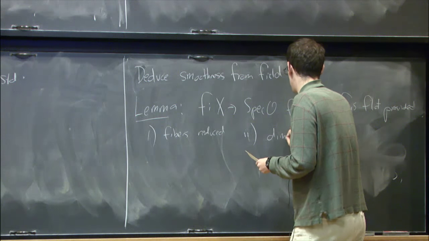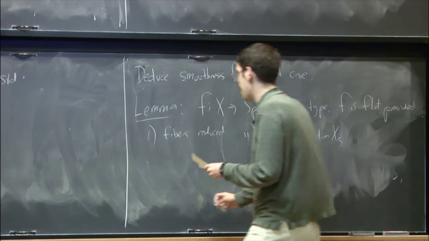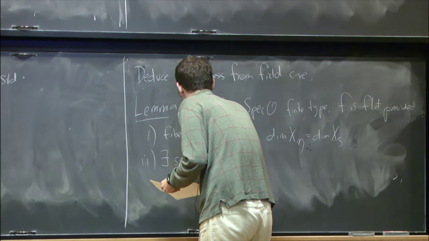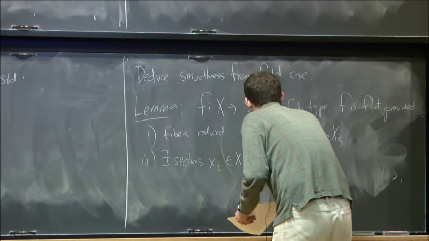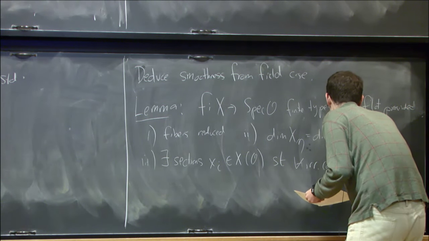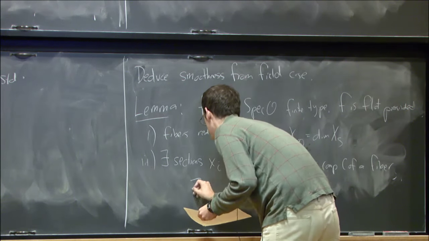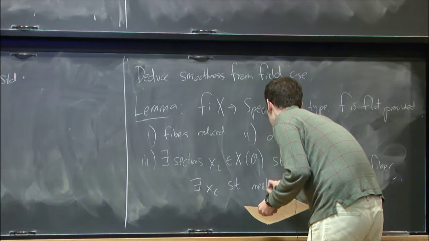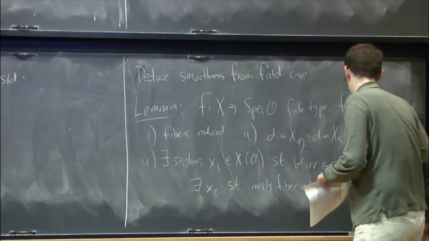Secondly, the dimensions of the special and generic fibers are the same. And thirdly, there exist sections to f, x sub i, such that for each irreducible component C of a fiber, there exists some section that meets that fiber only in C. Okay.